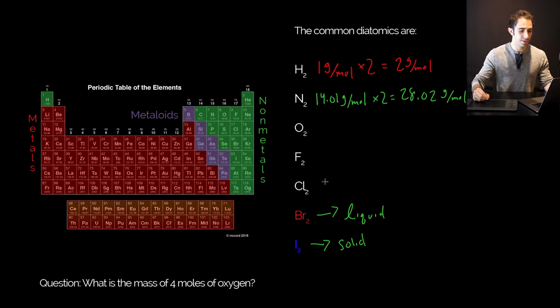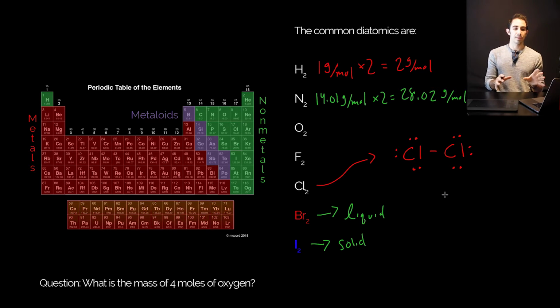And so if I picked on chlorine, for example, and I wanted to draw out what's going on here, this is simply a covalent bond between two chlorine atoms. And it would look like that. And you can, of course, make the conclusion from that all of these common diatomics are going to be nonmetals because there are two atoms that are covalently bonded together.